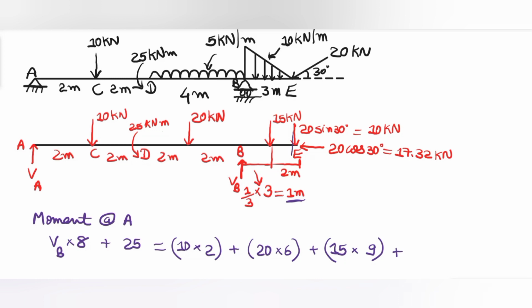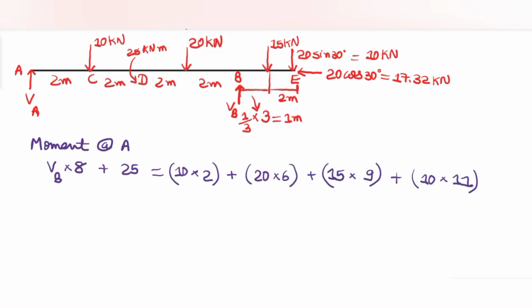And then we have this 20 sin 30, that is 10 kilonewton load acting, and the length of this beam is 11 meter, so it will be 10 into 11, or you can even write it as 20 sin 30 into 11. Then on solving this we'll get VB into 8 is equal to 360 and we get VB is equal to 45 kilonewton.